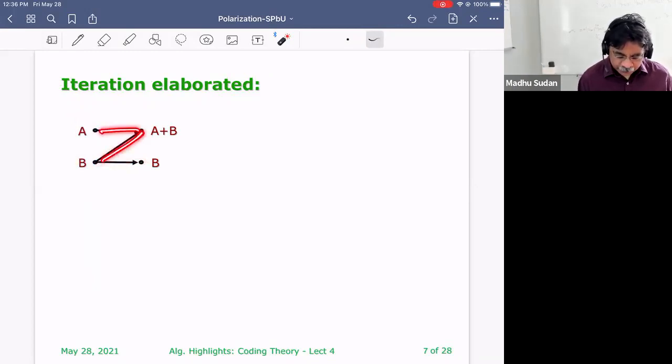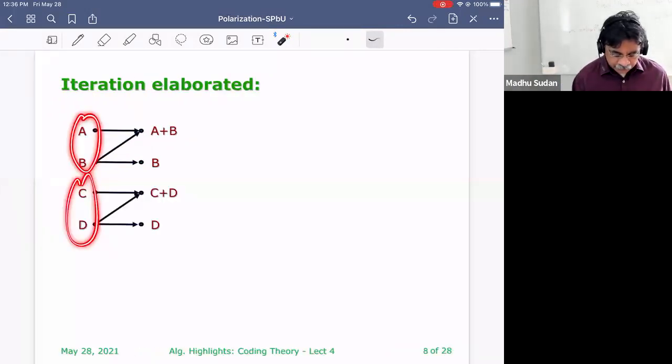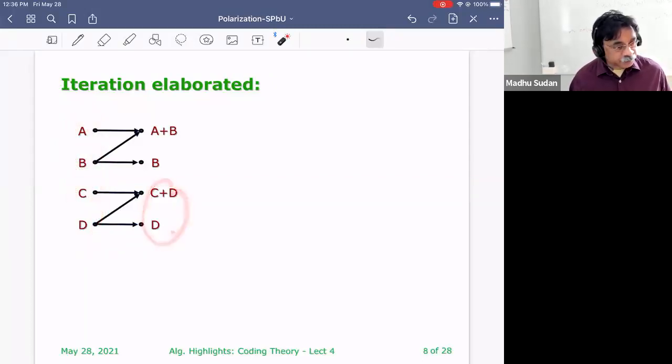You take these 2 bits and you add them. That gives you A plus B. And then B is also reported as it is. This is the first step of the process. If I want to repeat it, what do I mean? First, I'll double the number of bits available, A and B, C and D. Apply what I was planning to apply to A and B independently also to C and D. So I have C plus D and D.